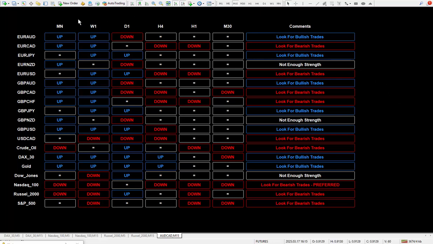Now, this daily trade plan, it analyzes the charts from the monthly right down to the 30 minutes. And then within the comments, it'll make suggestions. Look for bullish trades, bearish trades. Some will be preferred. Some will be just running flat, as you see within the white here.